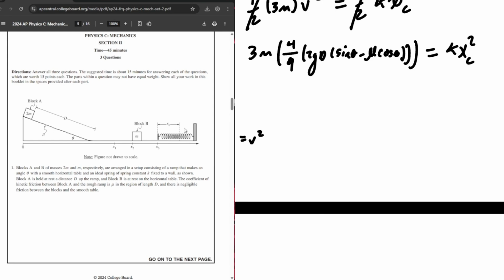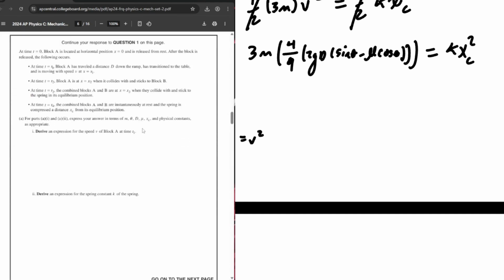Now, this is looking nice, right? Because we don't have any more unknowns. We have m, we're allowed to have m because it says express in terms of m, theta, d, mu, and x. And k is the only unknown, which is what we're trying to find. That's what we're deriving, in essence.